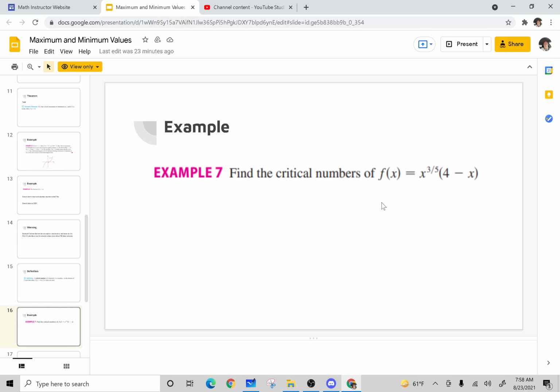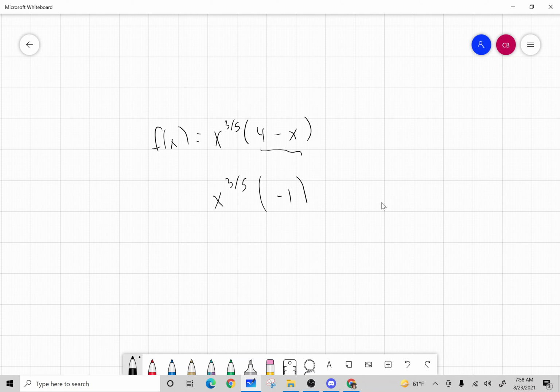So we've got x to the 3/5 power times 4 minus x. To do the derivative of this, remember this is the product rule, so we've got x to the 3/5 times the derivative of the other factor, which is just -1, plus the other factor times the derivative of x to the 3/5, which is 3/5 x to the -2/5.